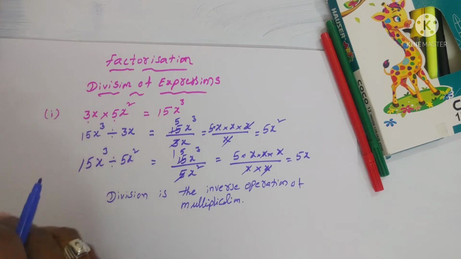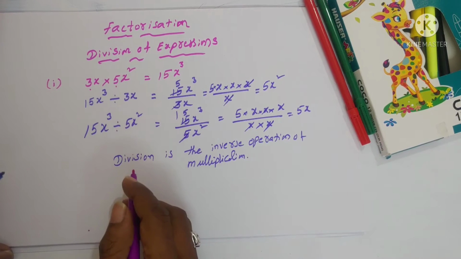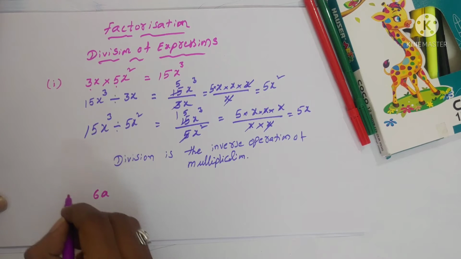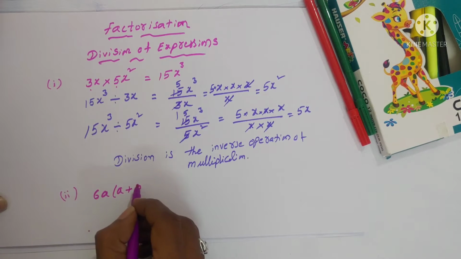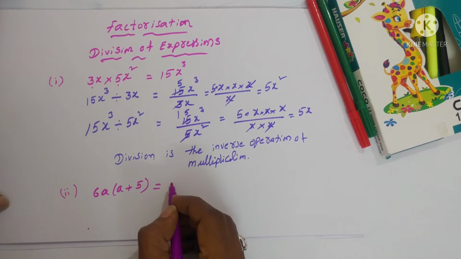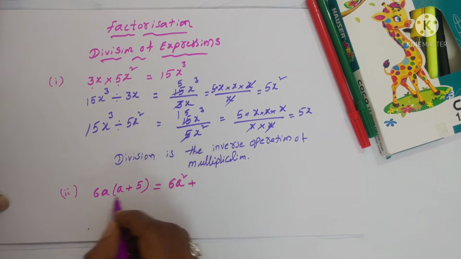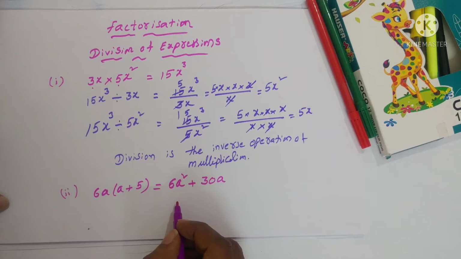Now, similarly, let us consider one more example. Here we have 6a into a plus 5. Now multiply this. How can we get? 6a into a, 6a square, plus 6a into 5, simply we get 30a.